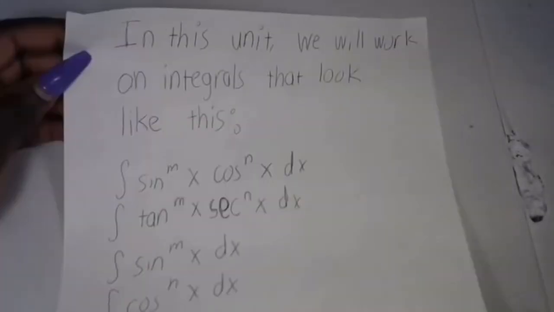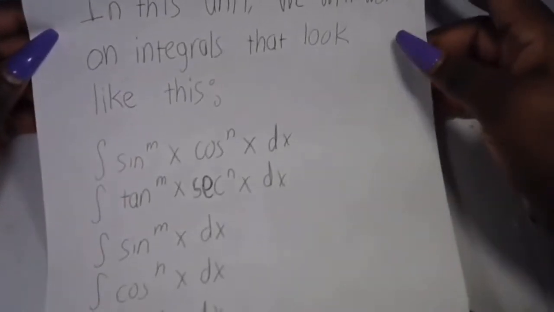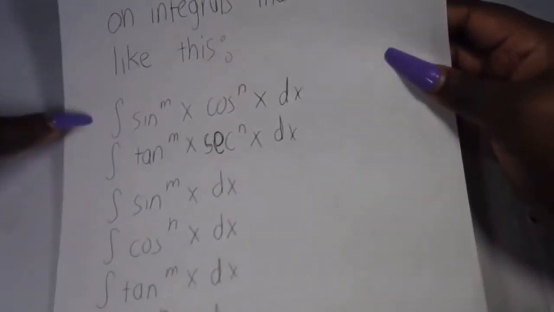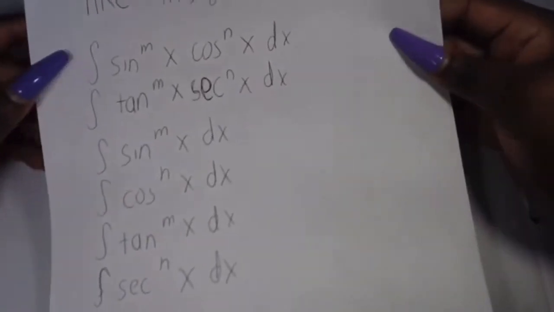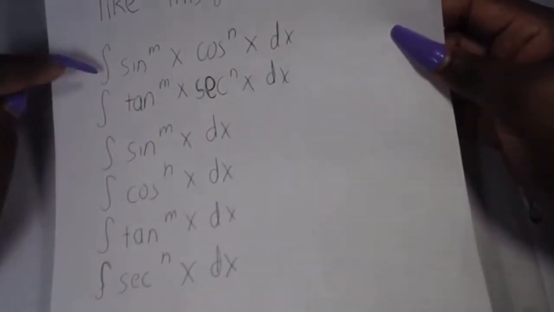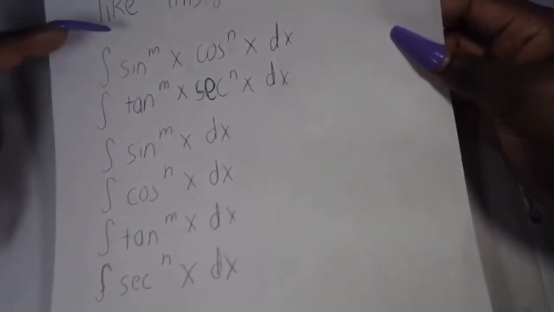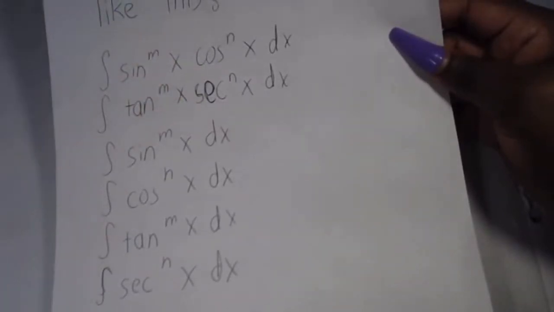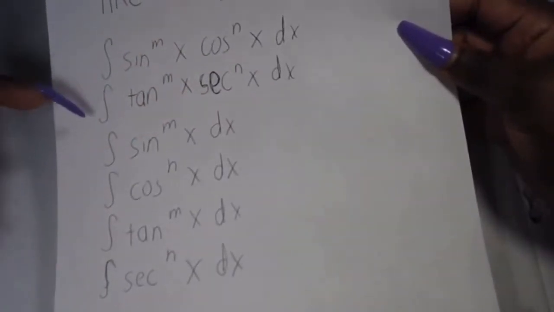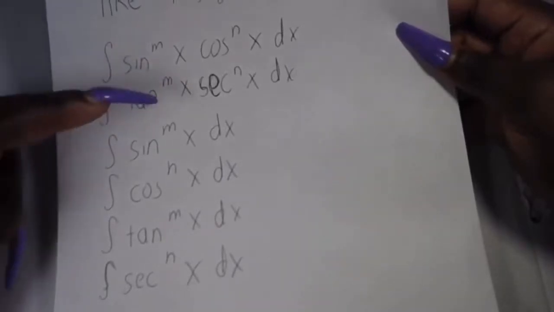So in this unit, we are going to be talking about trigonometric integrals using substitution, or basically trig integrals with higher powers. We're going to work on integrals that look like sine x to the m power times cosine x to the n power dx. We're also going to work on the integral of tan x to the m power times secant x to the n power dx.